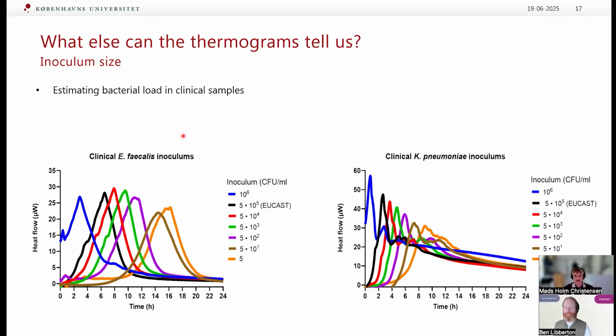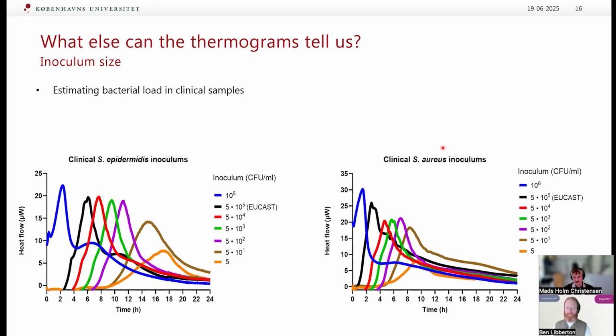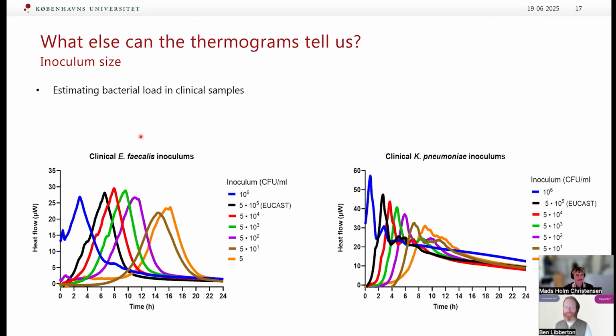And as we saw on the previous slide, for the epidermidis and the aureus, if you go down to the most diluted sample, the orange curves, you can see that the peak height is decreased dramatically and the lag phase is much longer. So within an upper and a lower limit, I think it's very feasible that you can estimate the bacterial load of an unknown sample.